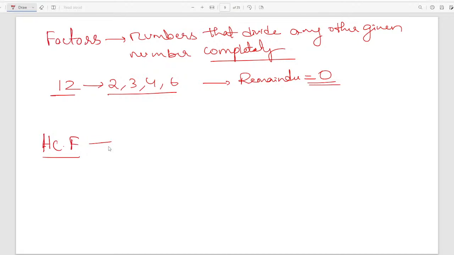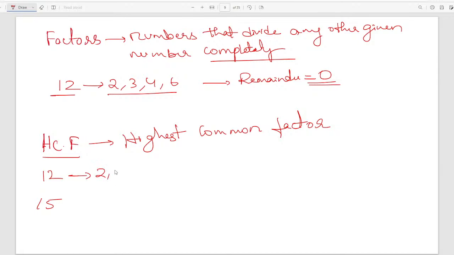HCF is nothing but, if there are two numbers, HCF is called the highest common factor. For example, let's take 12 and 15. What are the factors of 12? We have 2, 3, 4, 6 and 12. 12 is also a factor of 12. And what are the factors of 15? 3 and 5.